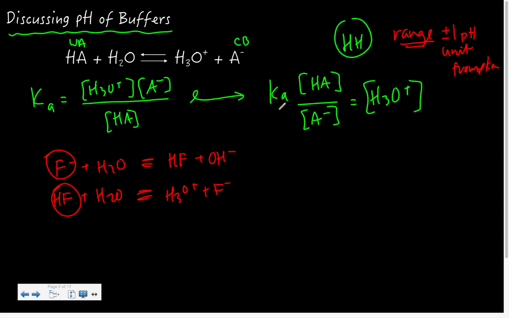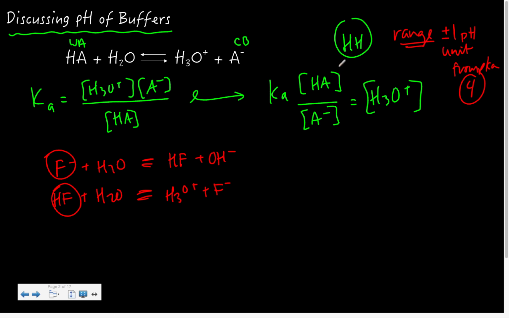So the closer that these two are, the better my buffer is going to be. Which is why the effective range of a buffer is plus or minus 1 pH unit from your pKa. So for example, if something has a pKa of 4, it's going to be a good acidic buffer from a range of what? A range of 3 to 5, okay? And that's my pH, my buffer range.